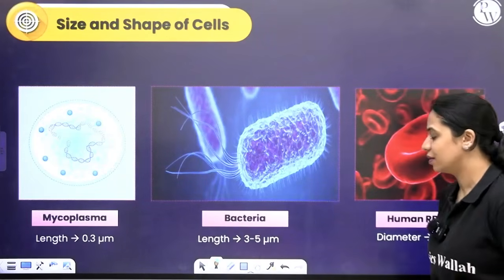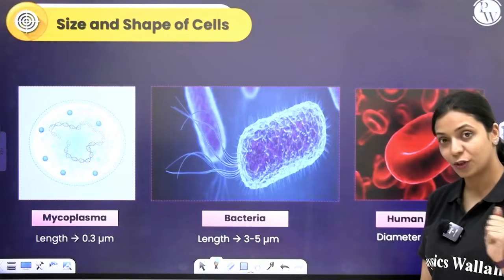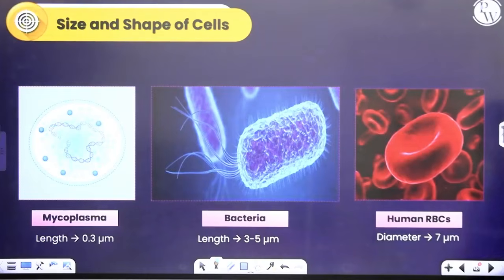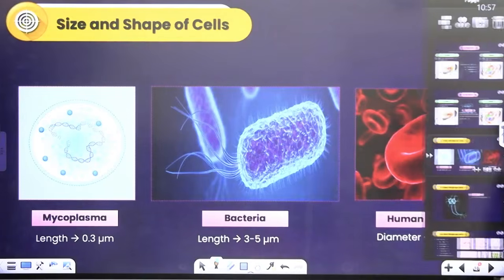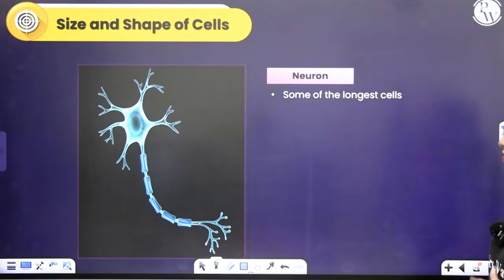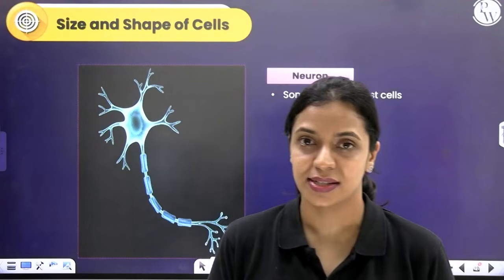Here you see a bacteria, which is a rod-shaped bacterium. Its length varies between 3 to 5 microns, which is like super tiny. And then human RBCs, the diameter is around 7 microns. Okay, so the size is variable. Neurons are some of the longest cells. In fact, in our body also, neuron is the longest cell.